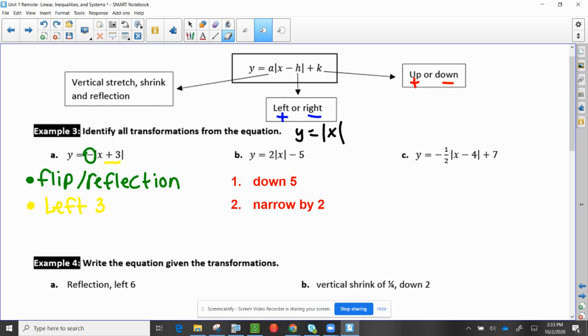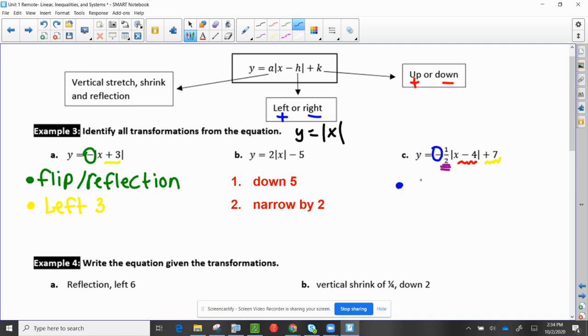All right, the last one let's do together because there's a lot to it. So I see a negative. I see a 1/2 in front. I see a minus 4 inside the absolute value symbol. And I see a plus 7 outside the absolute value symbol. So we have 1, 2, 3, 4 transformations here.